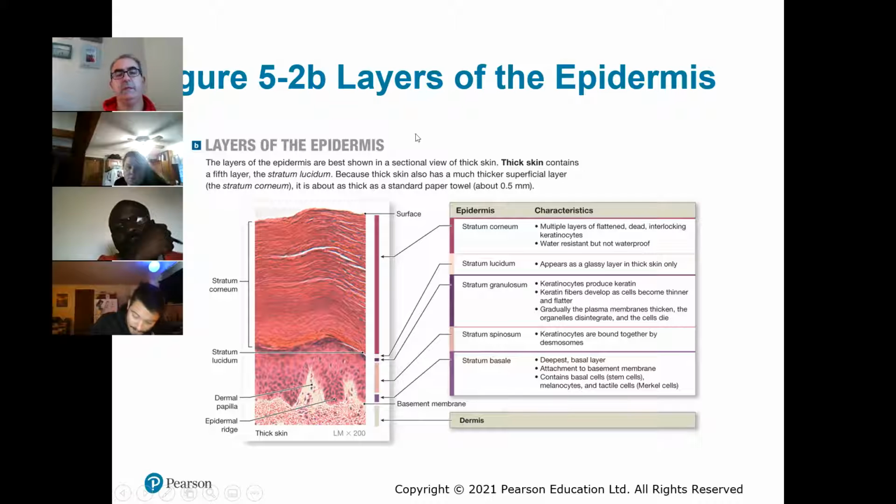So the real difference between thick and thin skin is the thickness of the stratum corneum. So even though thin skin does not have the stratum lucidum, that's not what makes it thin. That's a good question. I didn't point that out. That's okay.